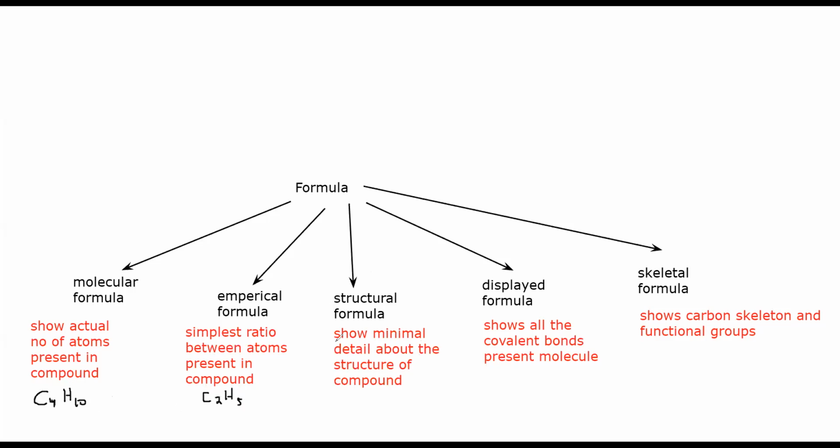What is structural formula? The formula which shows minimal detail. For example, for C4H10, to show how it is arranged, I can write CH3, CH2, CH2, CH3. I did not show any bond between carbon and hydrogen. I show the minimal detail about the structure. Just CH3, then CH2, then CH2, and then CH3. This we call a structural formula.